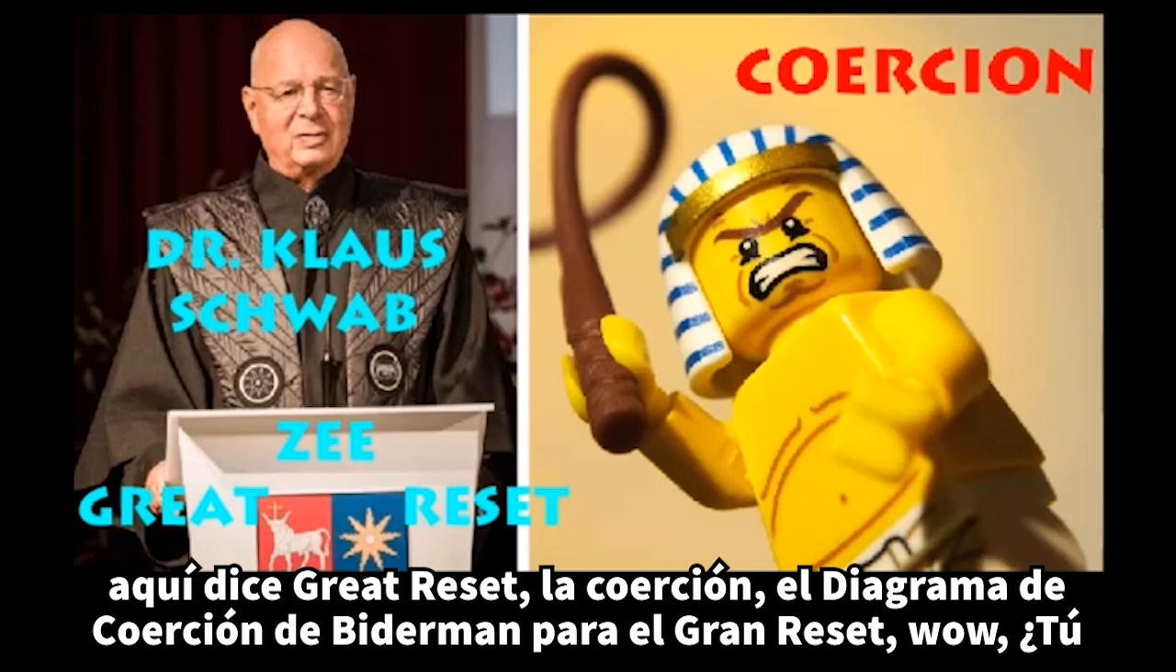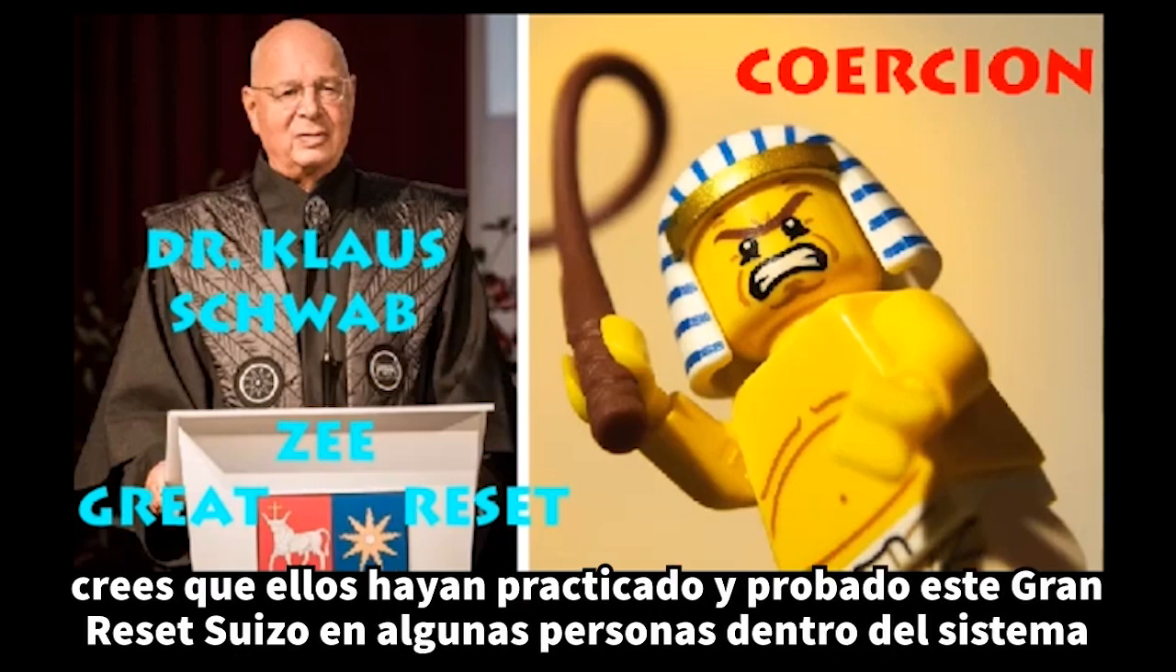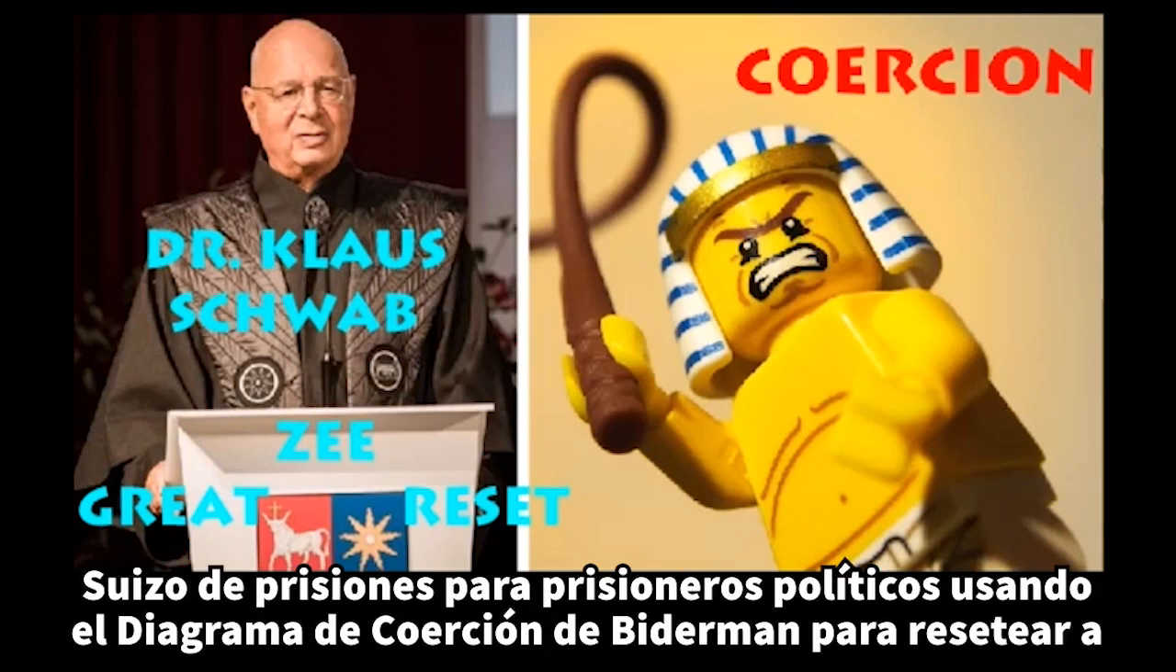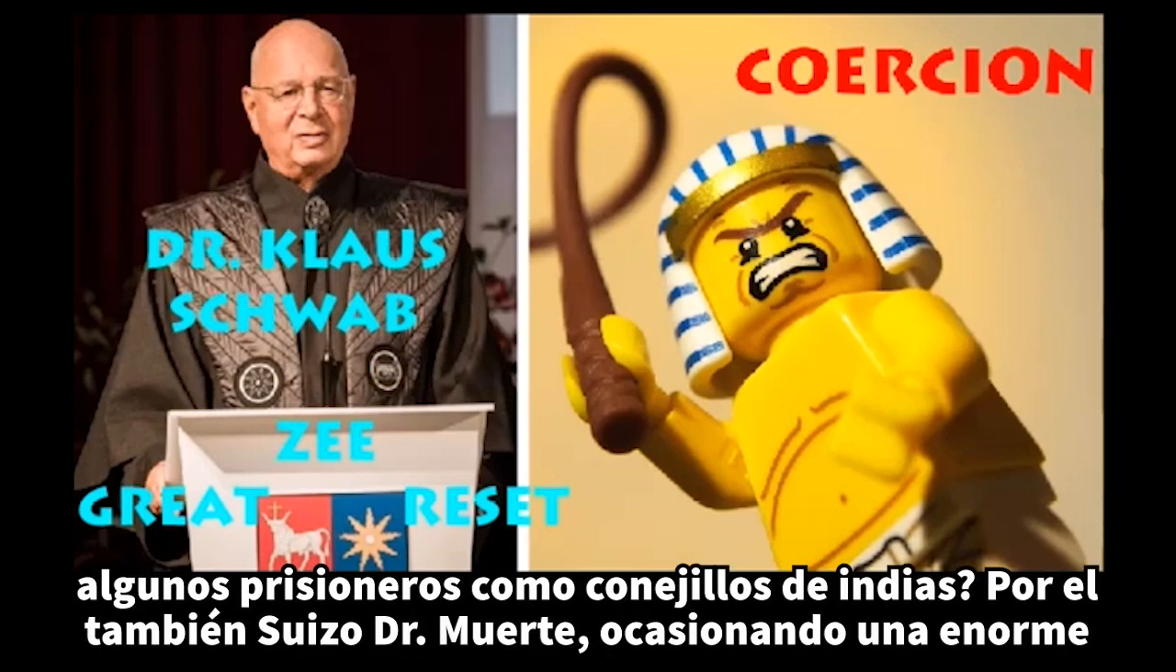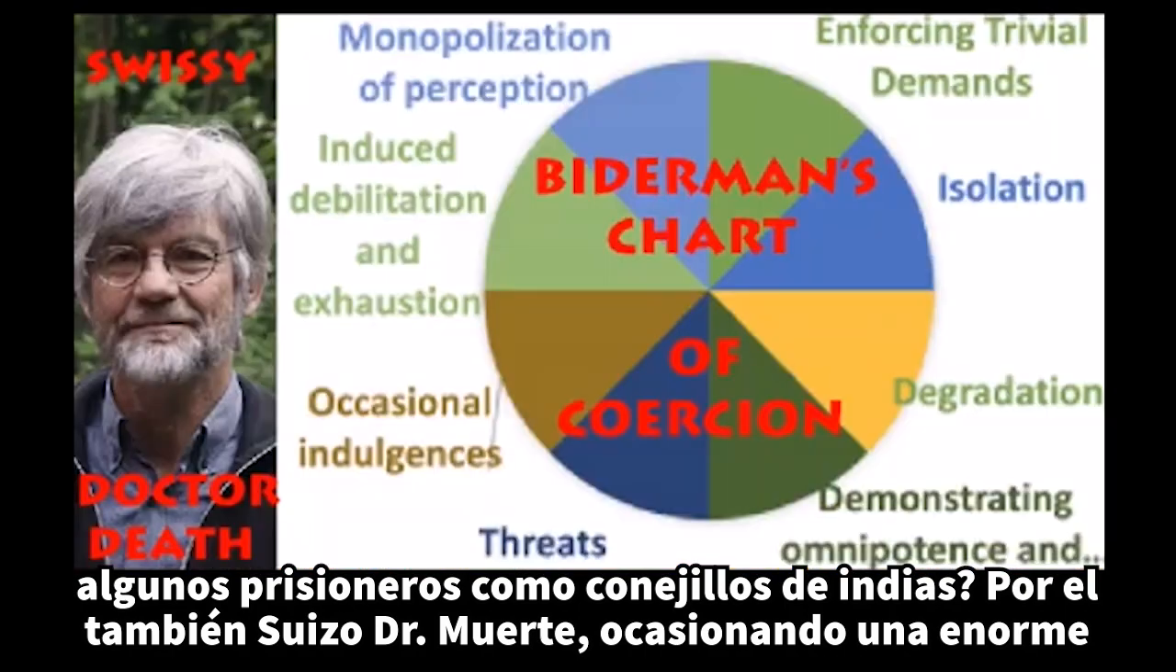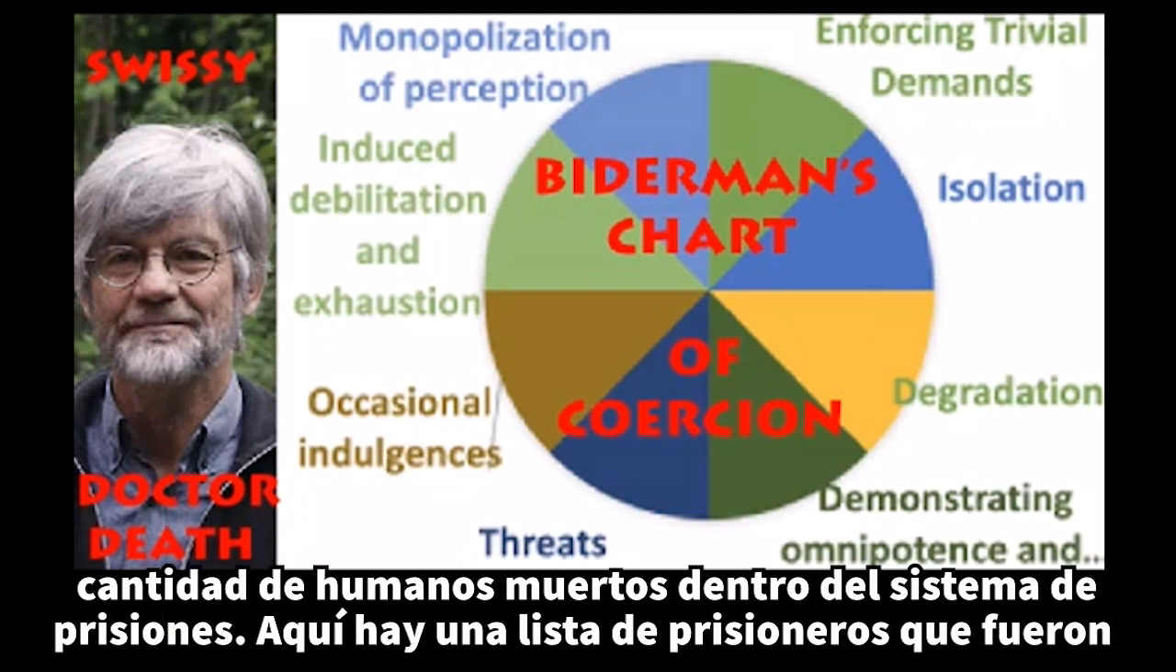Well, do you think they might have practiced and tested the Great Reset, the Great Swiss Reset, on some expendables inside the Swiss prison system for political prisoners, using Biderman's chart of coercion to reset some prisoner guinea pigs by the equally Swiss Dr. Death, leading to an enormous amount of dead humans inside the Swiss prison system?